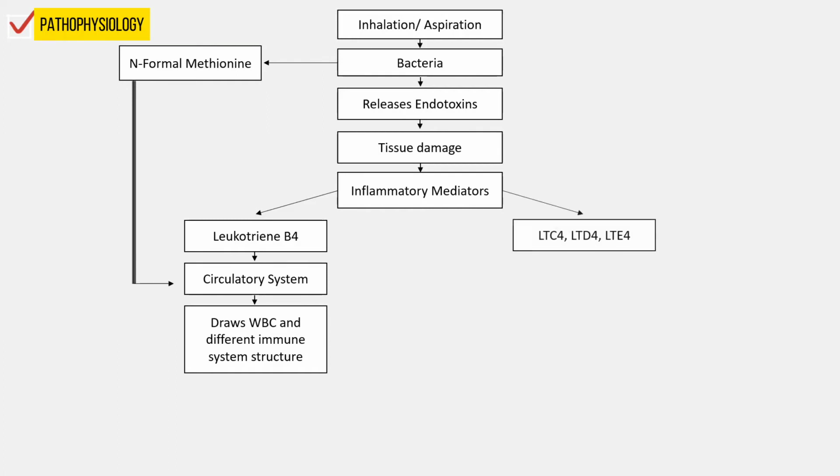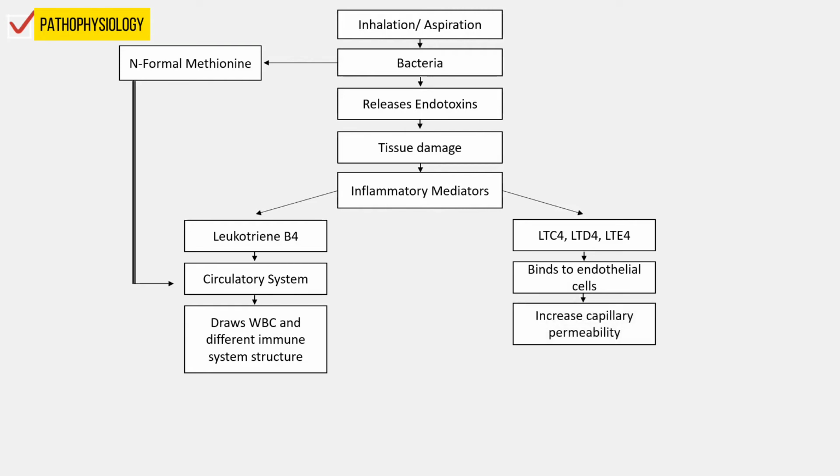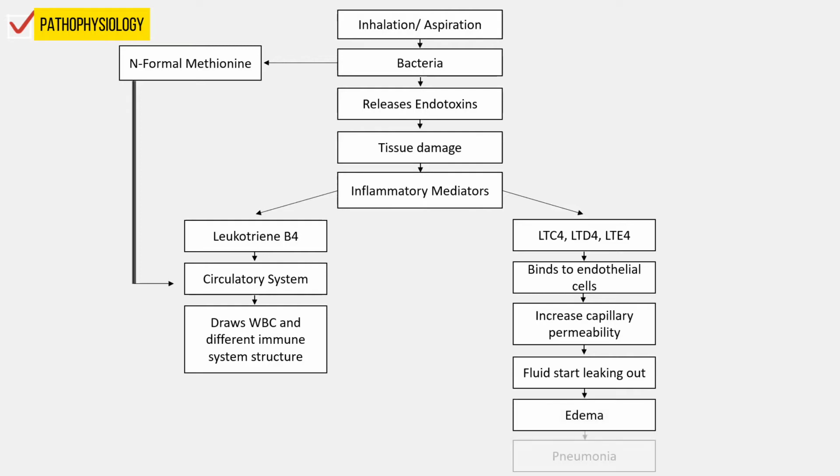Another chemical that is released in response to tissue damage is leukotriene C4, leukotriene D4, and leukotriene E4. What they do is that they start binding on different endothelial cells, and that causes an increase in capillary permeability. When there is an increased capillary permeability, more fluid starts leaking out, and as fluid starts leaking out, we start experiencing edema, and at the same time, pneumonia starts to occur.